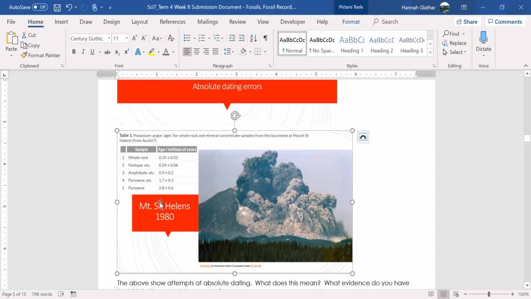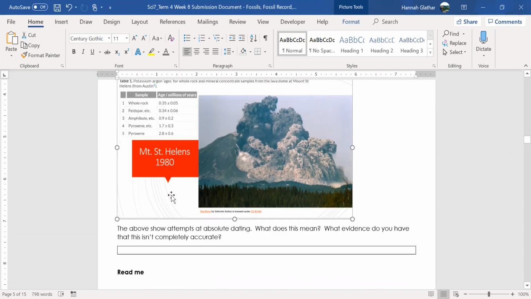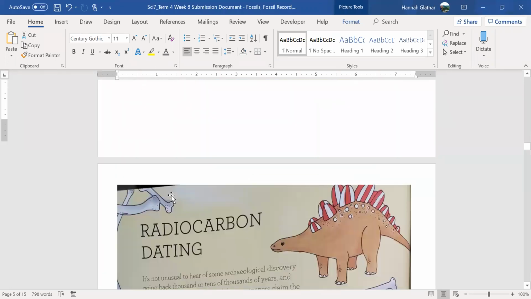Here's another with Mount St. Helens. They took different pieces of rock from the same eruption, and they were all dated at different millions of years old. So again, not super accurate.